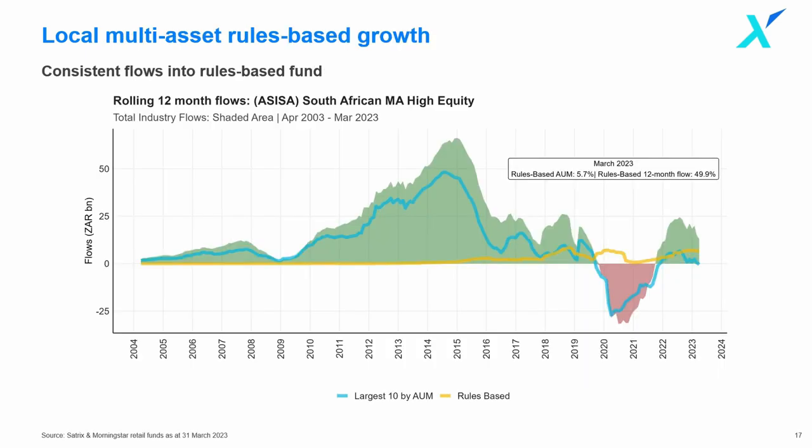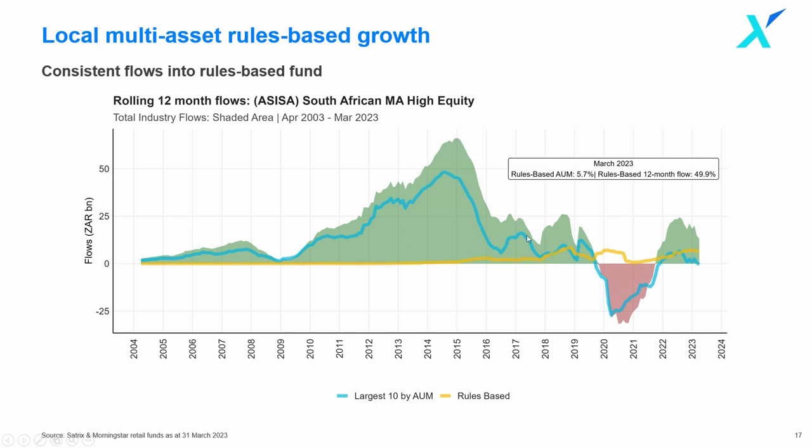Something else that I find quite interesting, just in terms of a trend that we're observing in South Africa, if we look at multi-asset or balanced funds in the high equity category, so it's the ASISA South African multi-asset high equity category, this is where many investment advisors deploy their clients' money. They go into these balanced funds. So this is one of the largest categories in the unit trust space. And what we've done is shown the industry overall, which is the green and the red. And this shows you the flows on a rolling 12-month basis into this category.